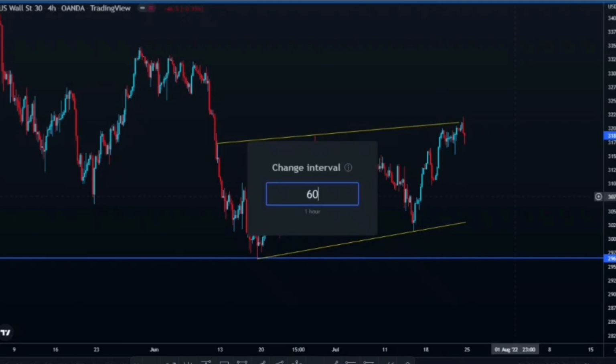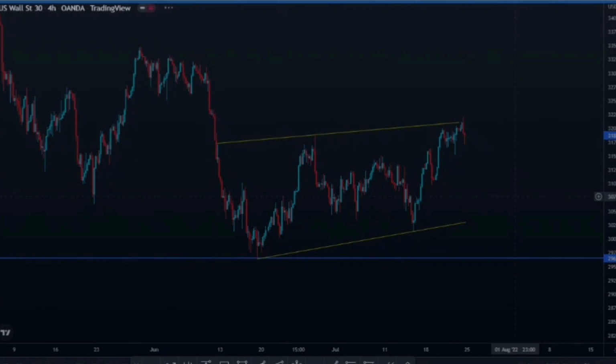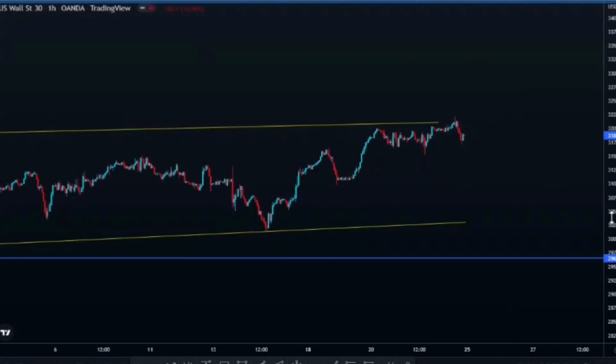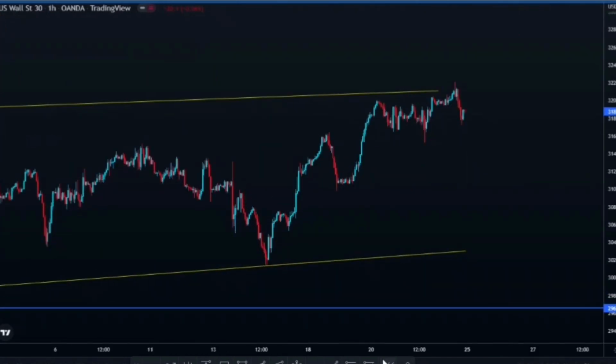So let me dive to the 60-minute time frame to see what the 60-minute time frame tells me. I'm now working on this area over here. Oh, guys, forgive my drawings. I don't know what's happening with my drawing brush now. So we are now working on this third touch over here. We are now working on that third touch.